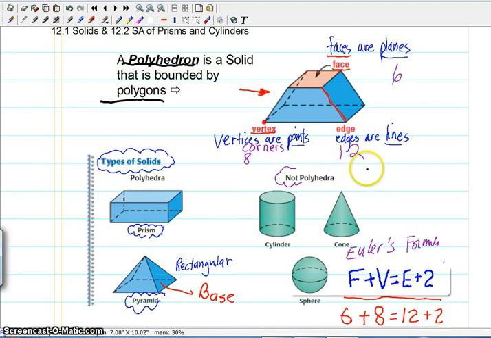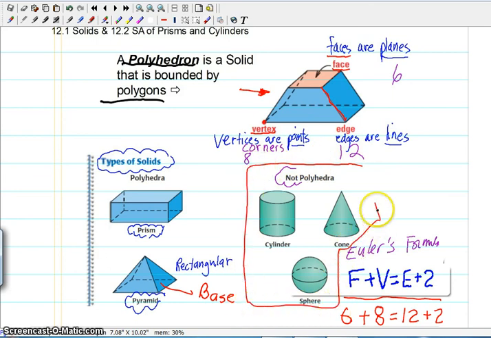And then this group of green solids over here, these are all not polyhedra because they're not bounded by polygons. So cylinders, cones, and spheres. We'll be working with these in our solids geometry, but you have to know that they're not polyhedrons.